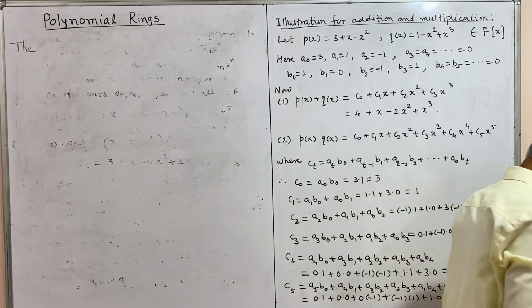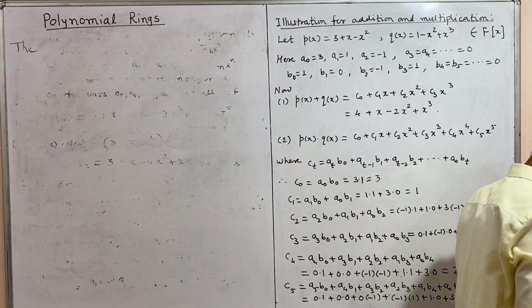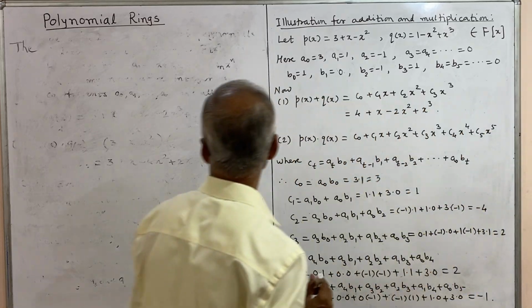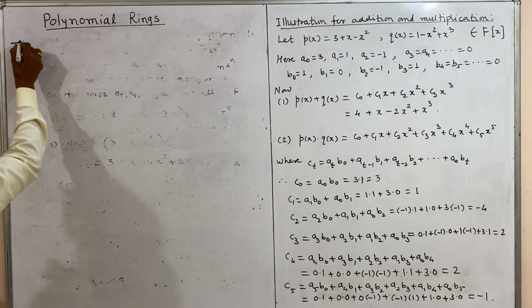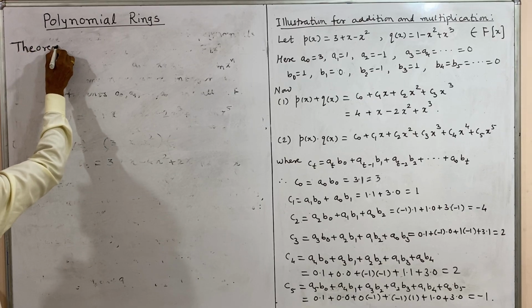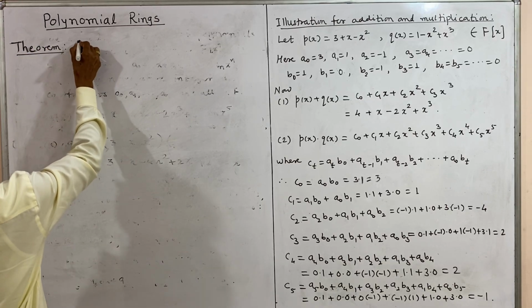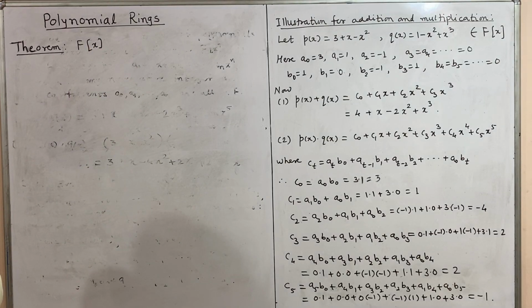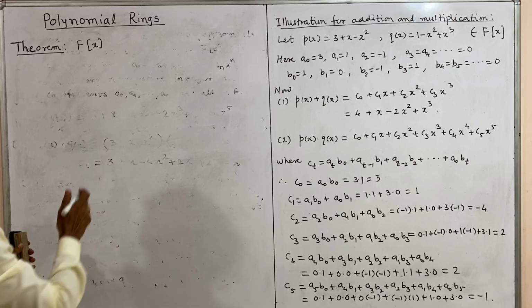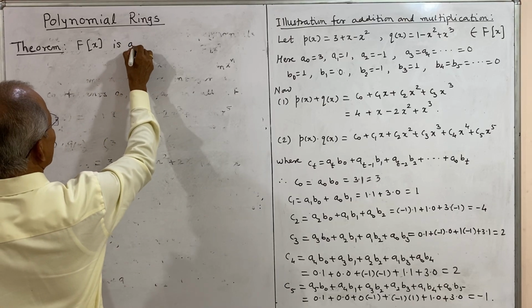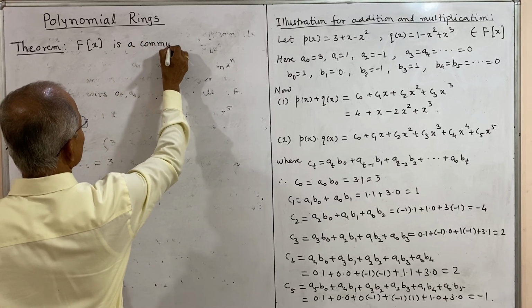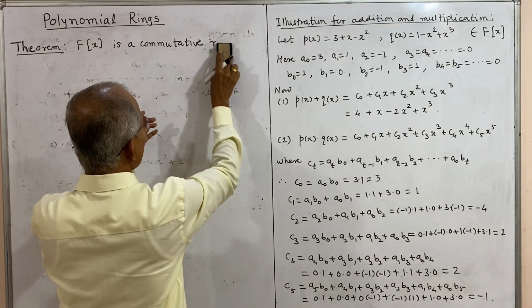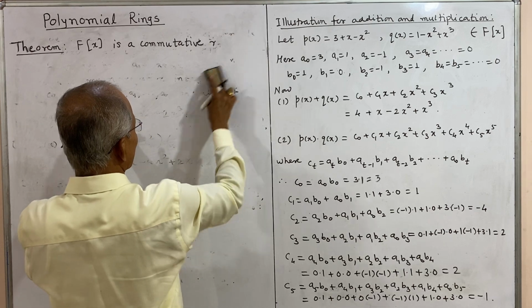So we shall state and prove the theorem. F[x], I shall write the theorem here. F[x], just as we have considered, the set of polynomials over a field F. F[x] means it is a commutative ring with unit element. That is the theorem.